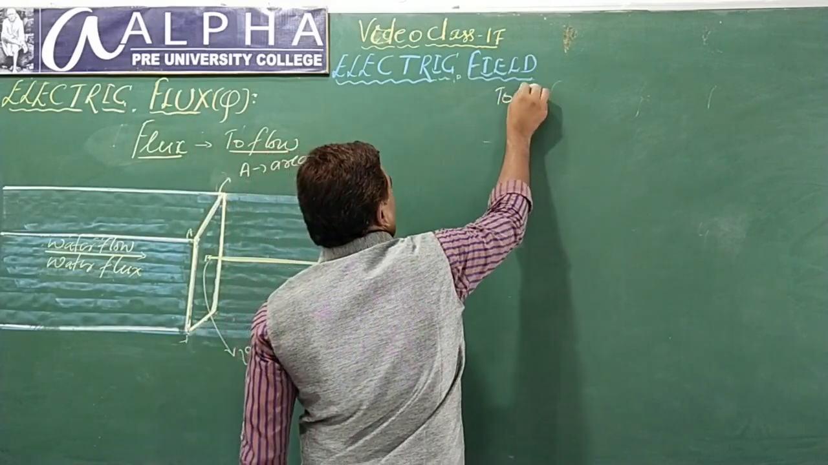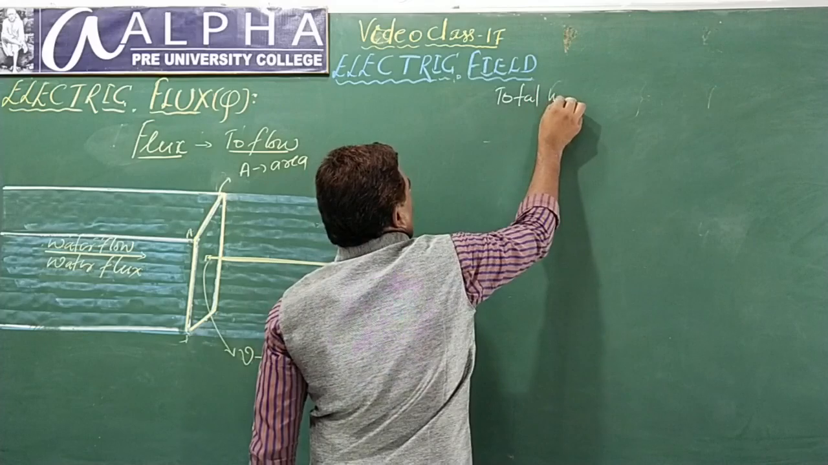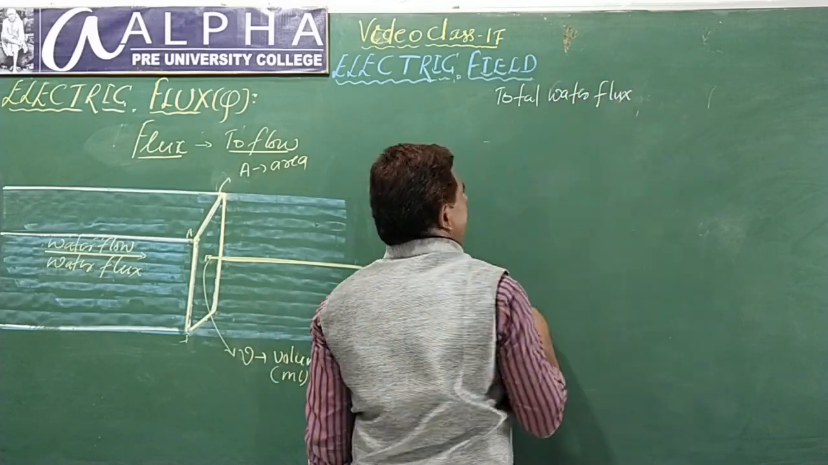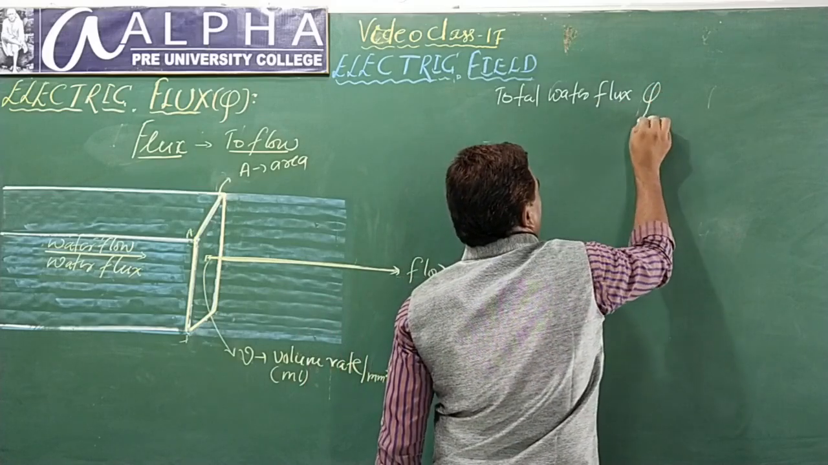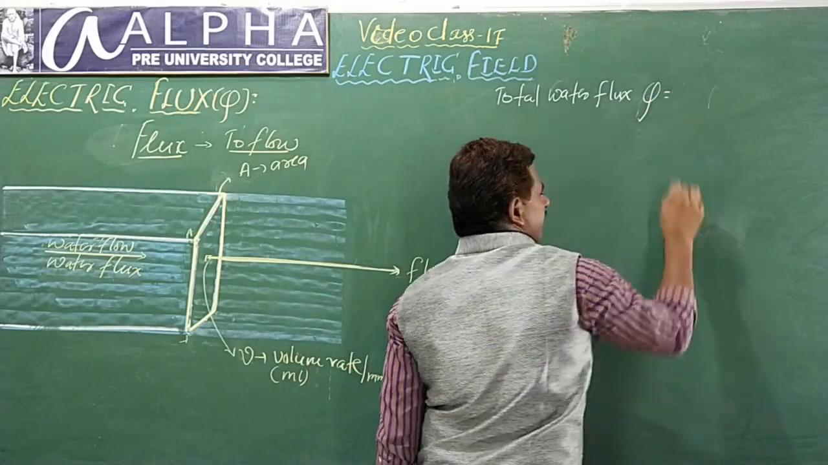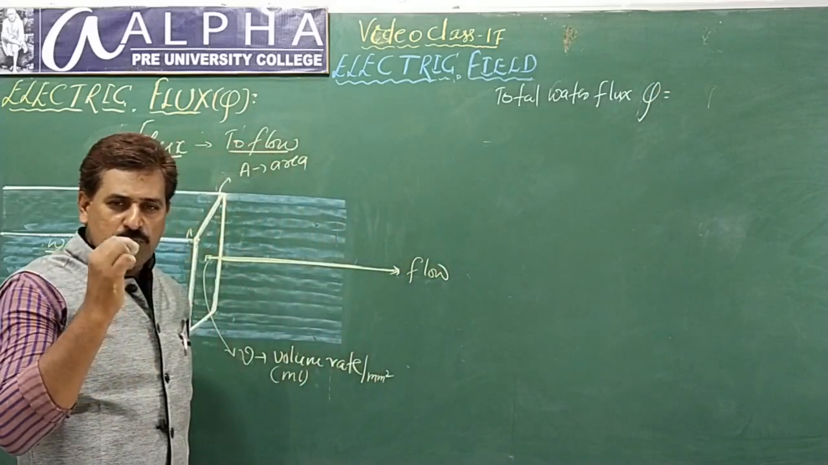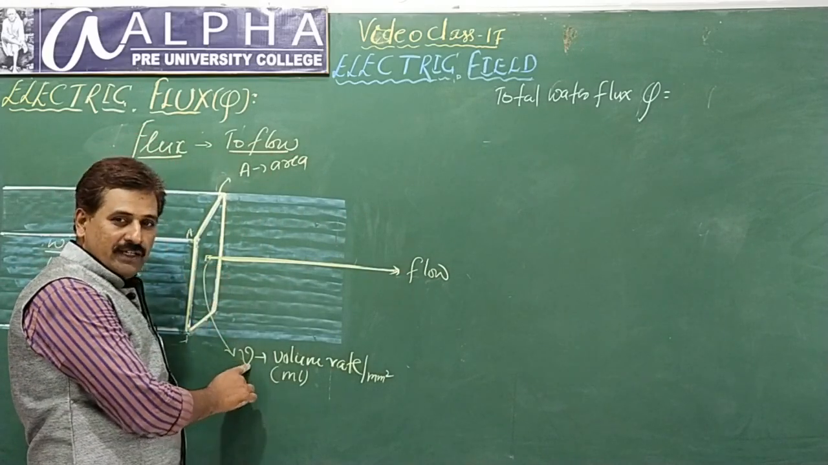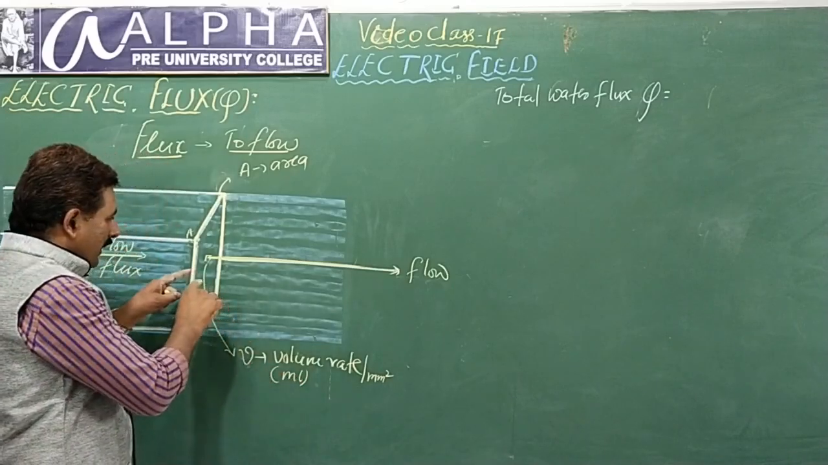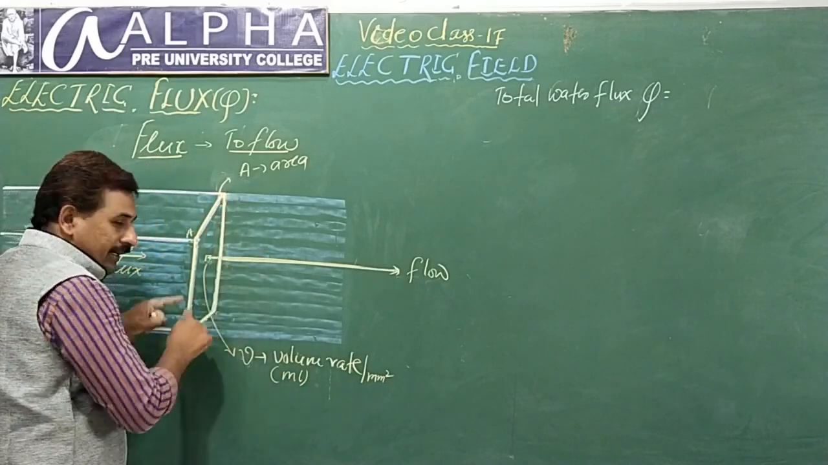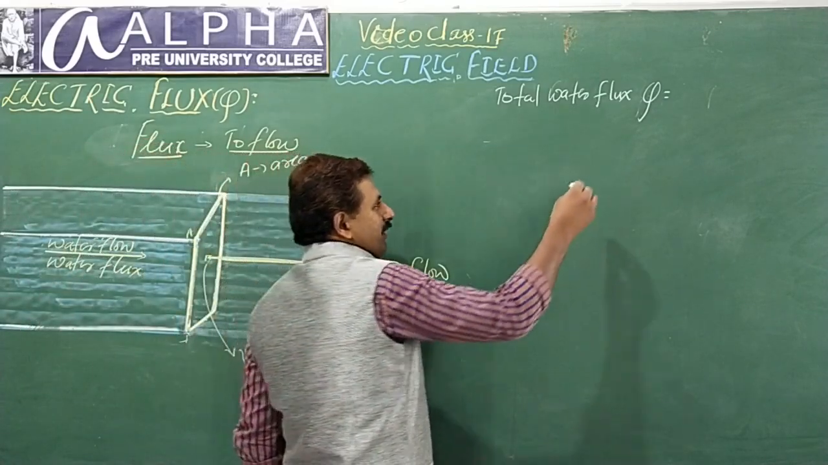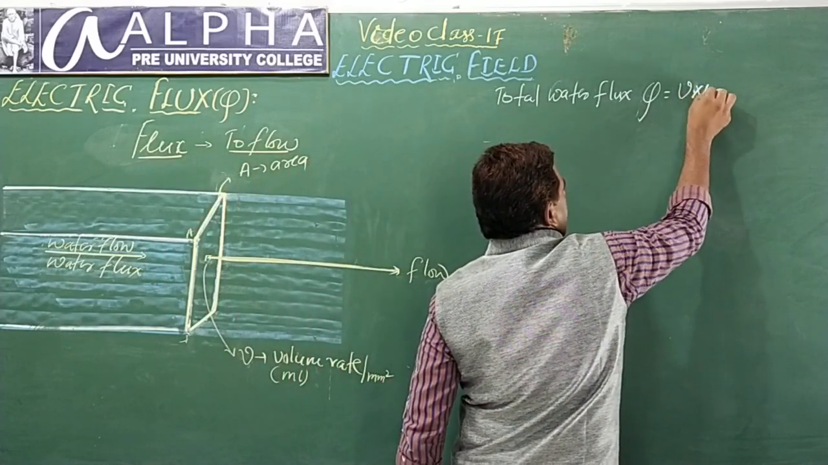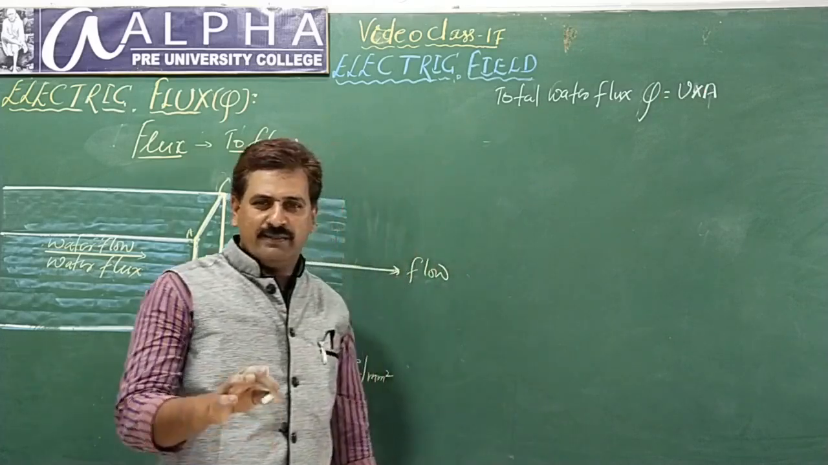What is the total water flux across the area? Let me denote it by phi. How do you find it? Very simple. At each point, in the smallest square, the value is V. Then what is the total value through the entire area? Very simple: value at one point into area. That is water flux. Very simple, right?